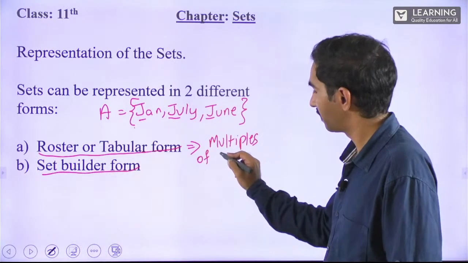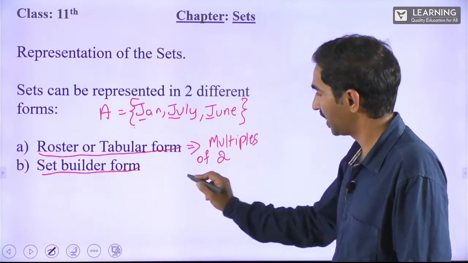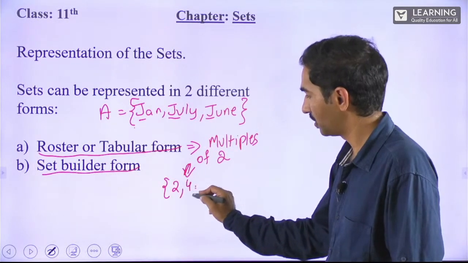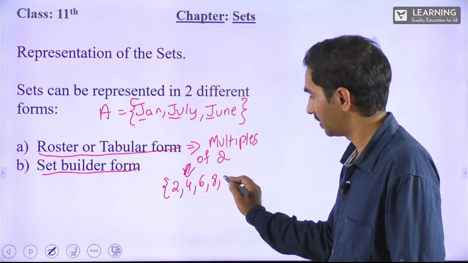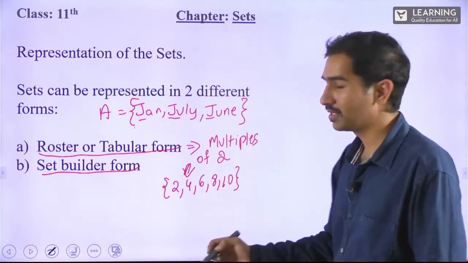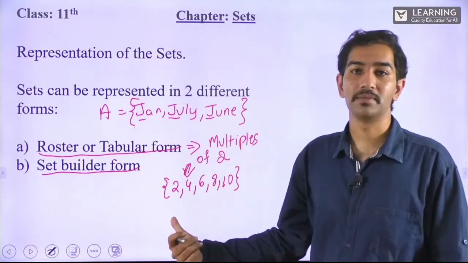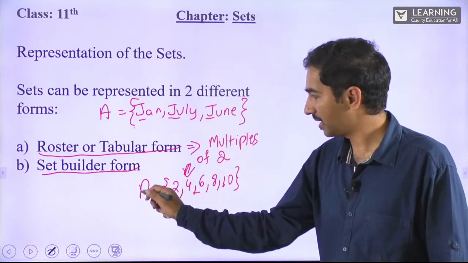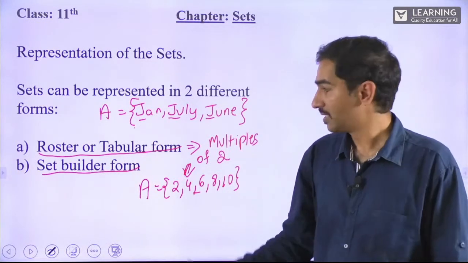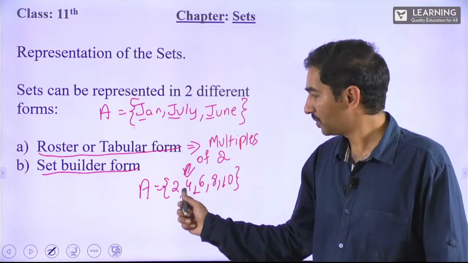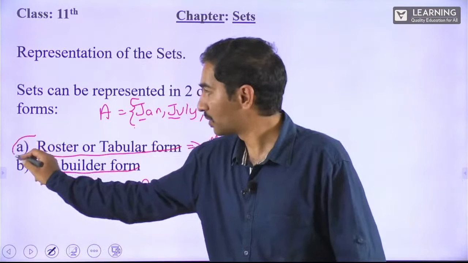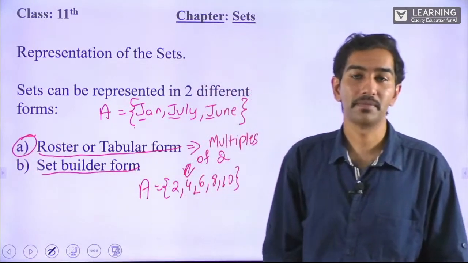Multiples of 2. So how do we write this? This can be written as 2, 4, 6, 8, 10. So let us stop that here. These are the multiples of 2. In which form have I represented this set? Let us call this set A. These multiples of 2, represented by set A, are written in which form? It is written in roster or tabular form.